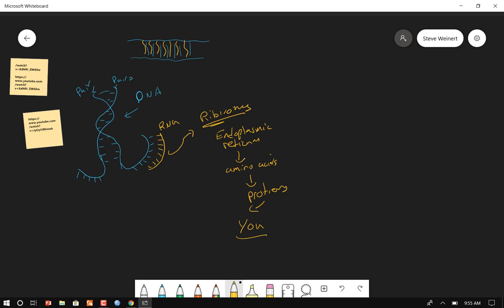So the gene sequence determines the amino acid sequence. What happens to your genes when you get older? They deteriorate. And as a result, what happens to the codes that they produce? They're less accurate.